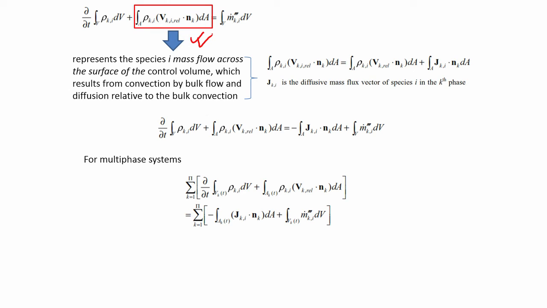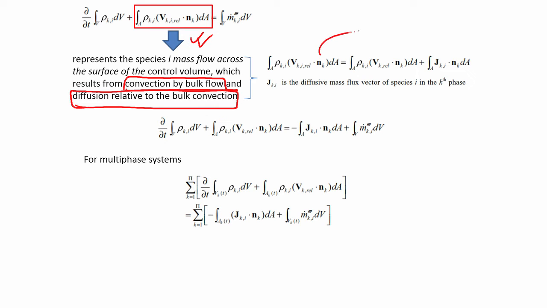The second term on the left hand side represents the species i mass flow across the surface of the control volume, which can result from convection of the bulk flow as well as diffusion with respect to the bulk convection. So, one can be due to bulk convection across the control surface. Species i moves across the control surface, that may be due to the velocity that it carries by itself. It could also be because of the diffusion on top of that bulk convection, is that not so?